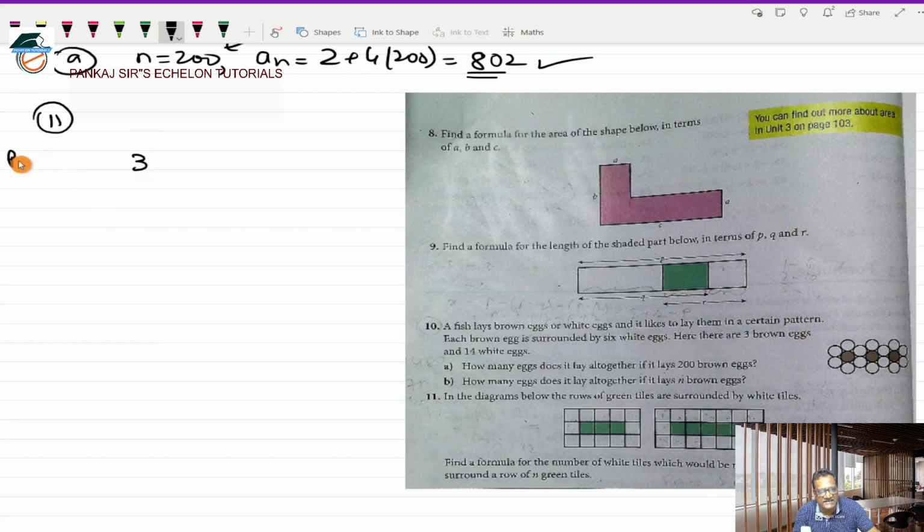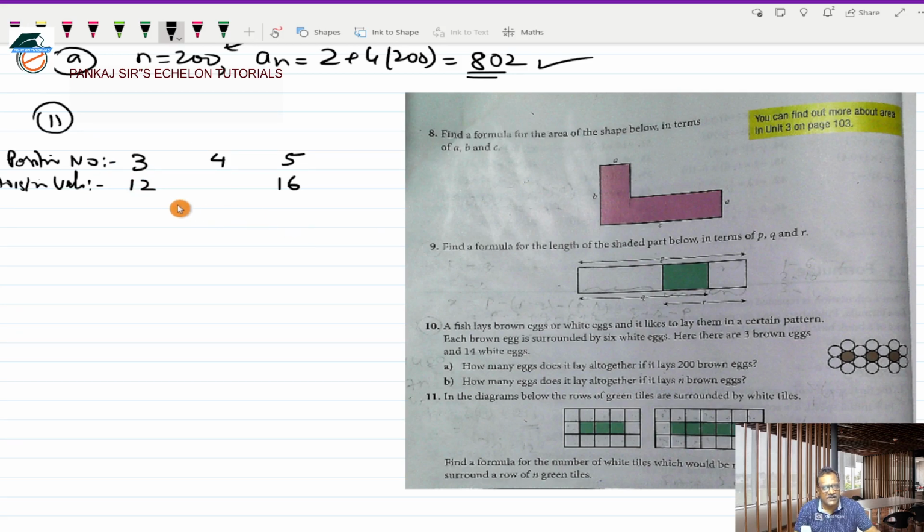So let this be the position number and the position value will be the number of white tiles. When the number of green tiles is 3, the number of white tiles happens to be 3 plus 3 is 6, 7, 8, 9, 10, 11, 12. So it is 12. When the number of green tiles is 5, the number of white tiles happens to be 16. Now what about 4 tiles, and green tiles 2 and 1? So let us try to complete this sequence.